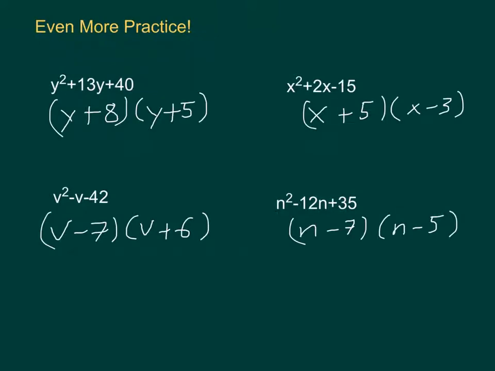How'd you do? Keep in mind that any of these answers could be switched around. For example, your first answer here could very easily be y plus 5 times y plus 8. All that matters is that you have the correct sign, positive or negative, with the correct number. If you're not sure how any of these came about, just double check all the rules that we've talked about so far.